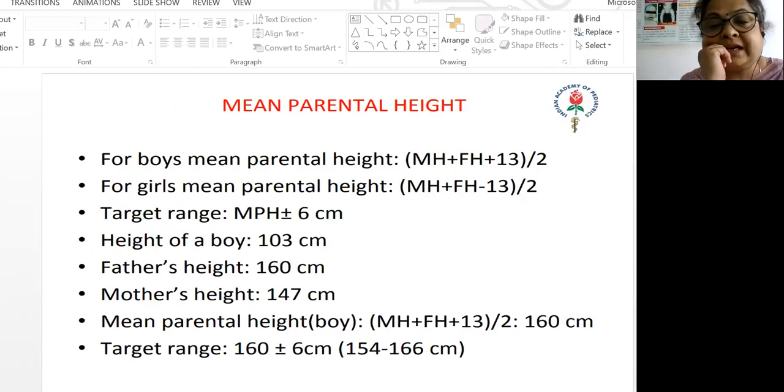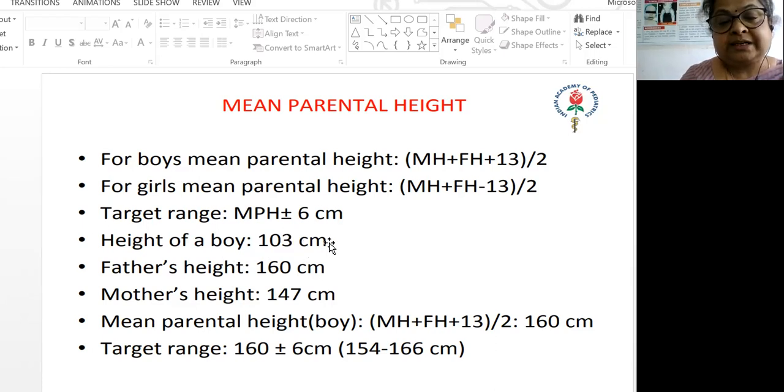Now, mean parental height. How to calculate the mean parental height? For boys, mean parental height is maternal height plus father's height plus 13, divided by 2. For girls, mean parental height is maternal height plus father's height minus 13, divided by 2. And the target range is mean parental height plus or minus 6 centimeters. Target range is this one.